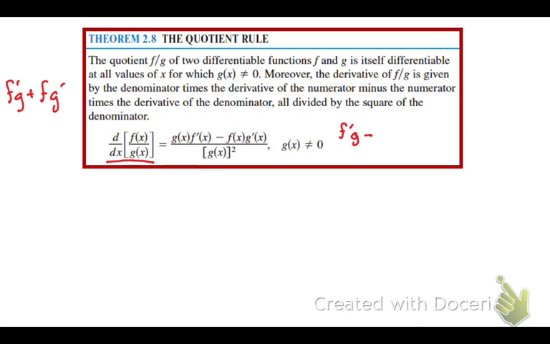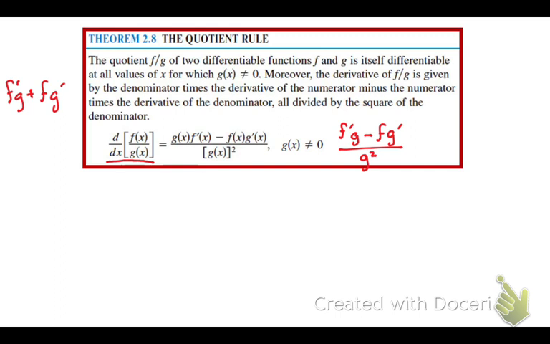Okay, so the derivative of the numerator times the denominator minus the numerator times the derivative of the denominator over the denominator squared. See how I took the x's out and it kind of helps?